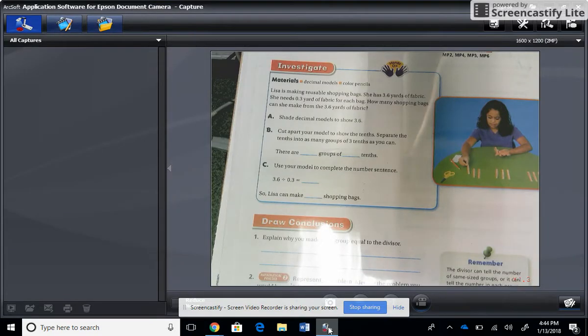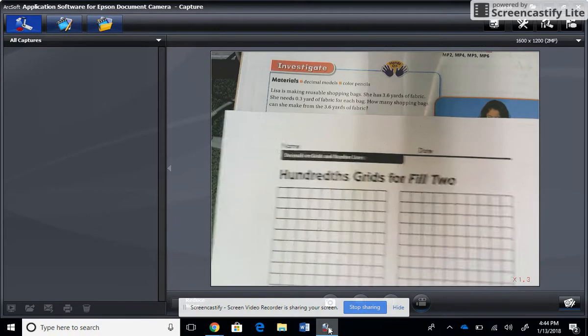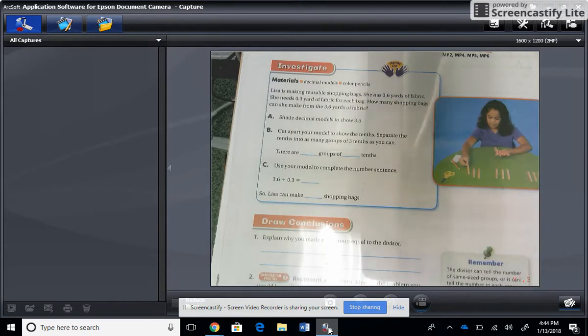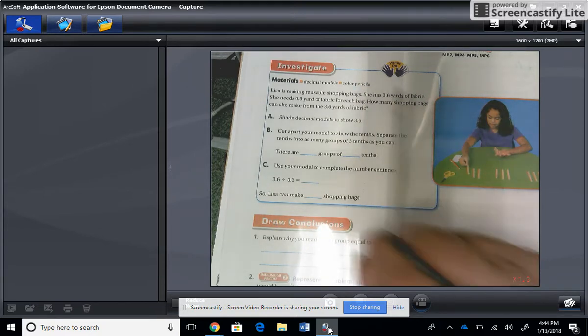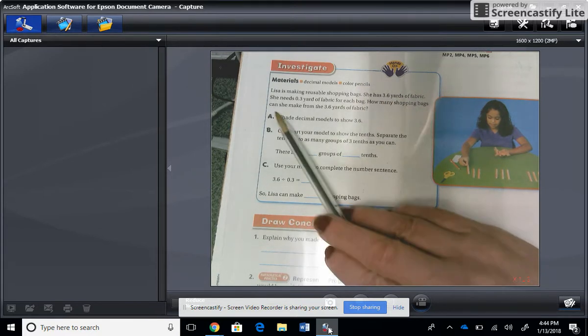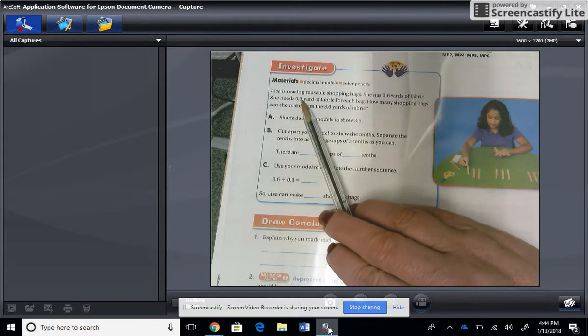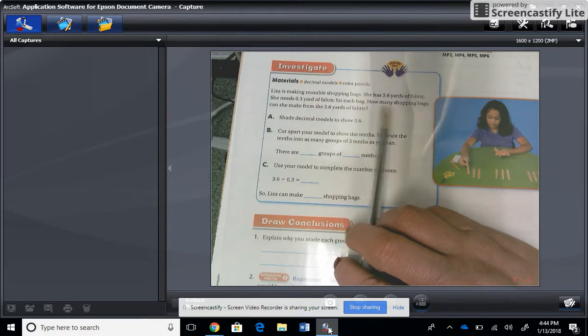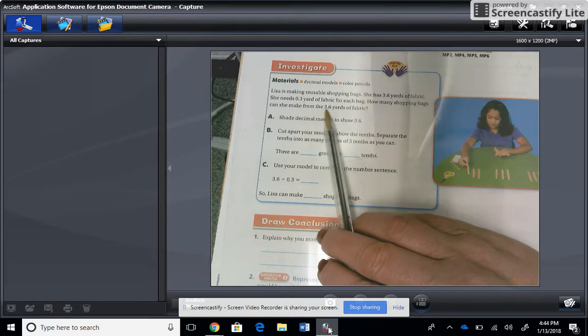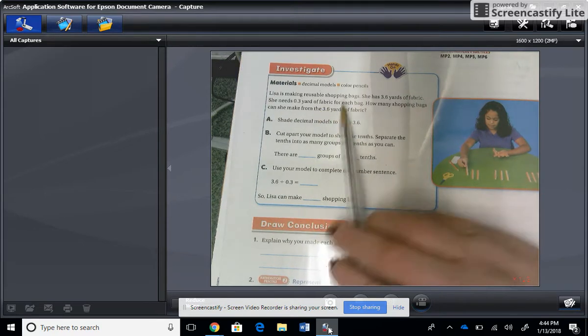Okay, we're doing 5.5. We're going to be dividing decimals, but we're going to use a model to show that. So I hope you have your hundredths grid or fill-in papers out. Lisa is making a reusable shopping bag. She uses 6 3/10 yards of fabric. She needs 3/10 yards of fabric for each bag. How many shopping bags can she make from 3 6/10?